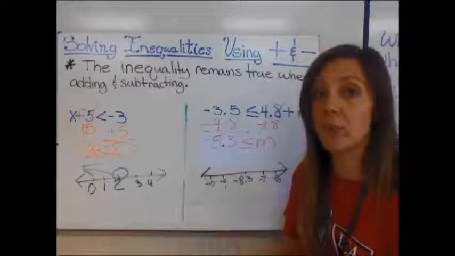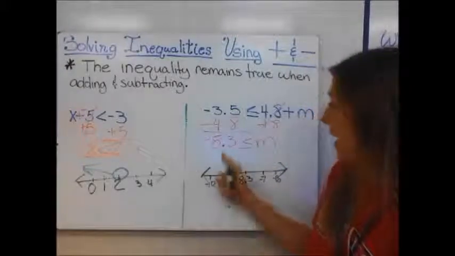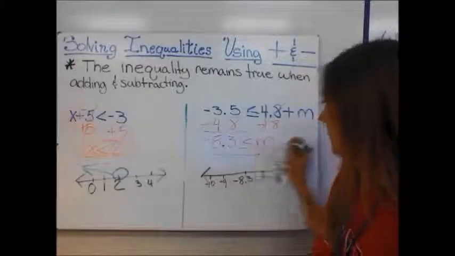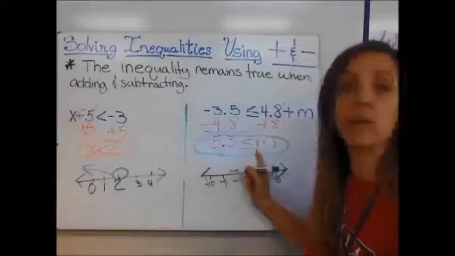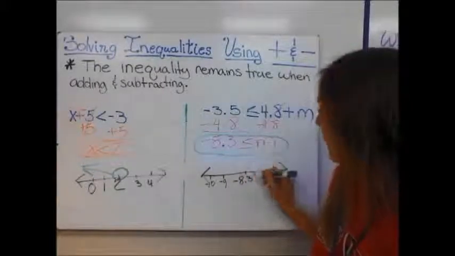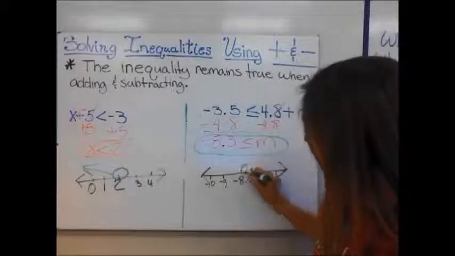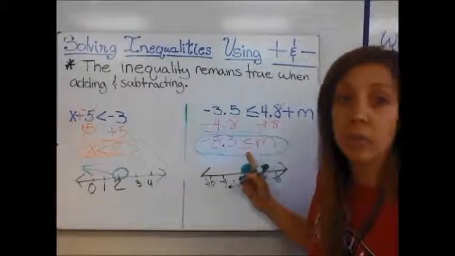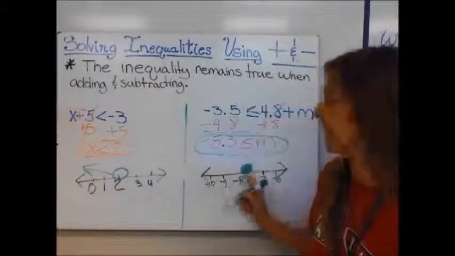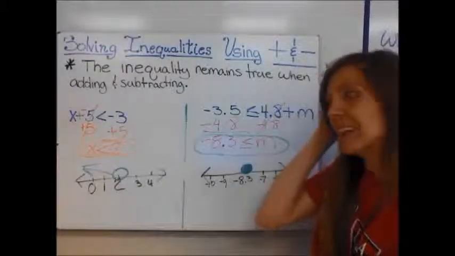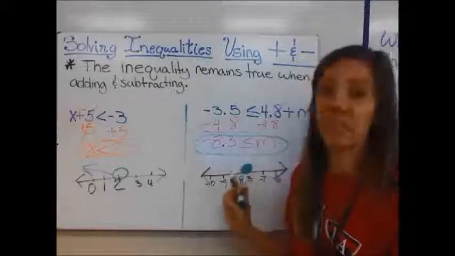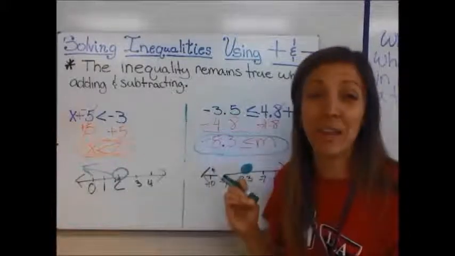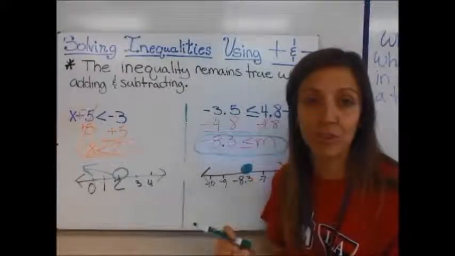And then I am going to graph -8 3/10, because this is my value of the variable. I'm going to graph -8 3/10 with a closed circle because the inequality symbol says or equal to. It has a line underneath it, so I color in the circle.